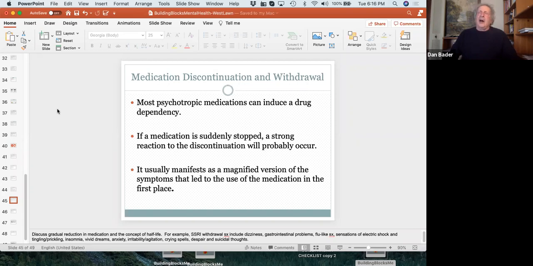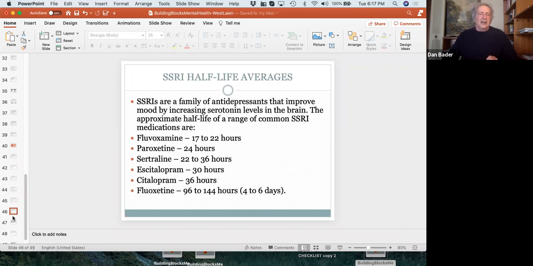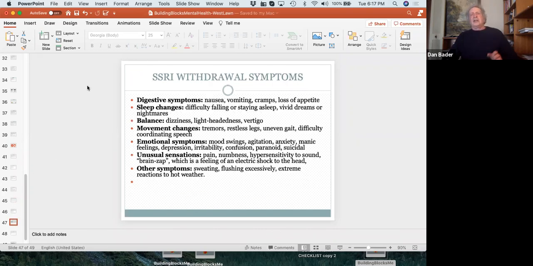Or they would say, let's take a look at, this is the averages, let me see. Okay, here are some SSRI withdrawal symptoms. This is for selective serotonin reuptake inhibitors like Prozac, Paxil, these kinds of drugs. The most common thing that's given for depression. So what are some of the withdrawal symptoms? Digestive symptoms, nausea, vomiting, cramps, loss of appetite, kind of like you're on heroin or something.